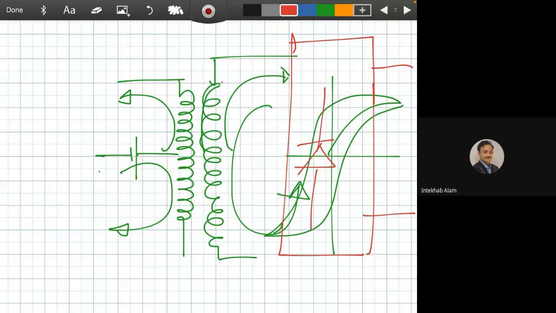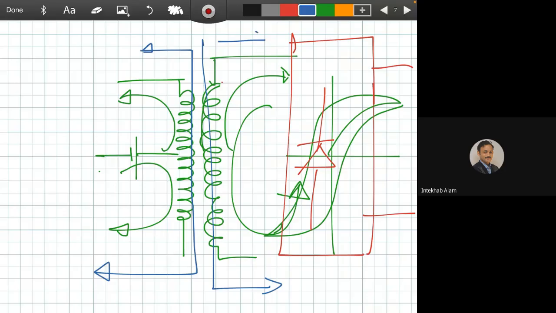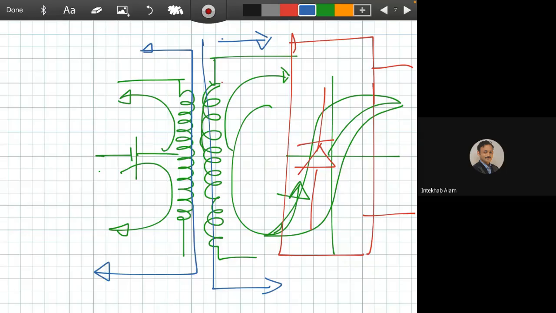Do you have any question? Another big advantage of push-pull is, if you can see, here is a transformer. This circuit is magnetically coupled, but there is no electrical connection between the primary and the secondary side. So if you want to make an isolated supply, then push-pull is a good choice. Do you have any question?